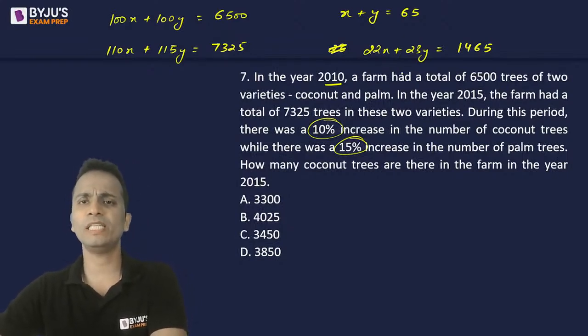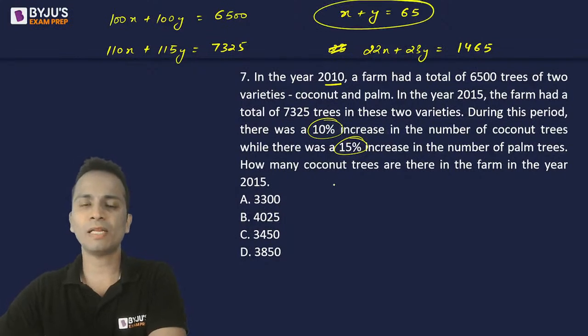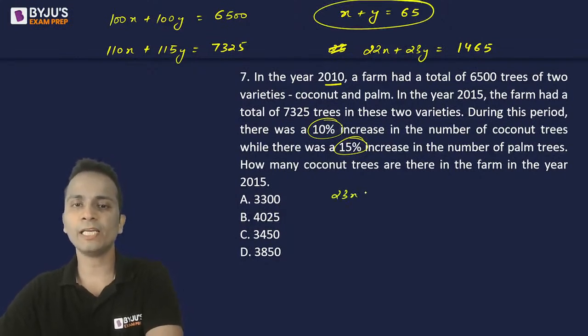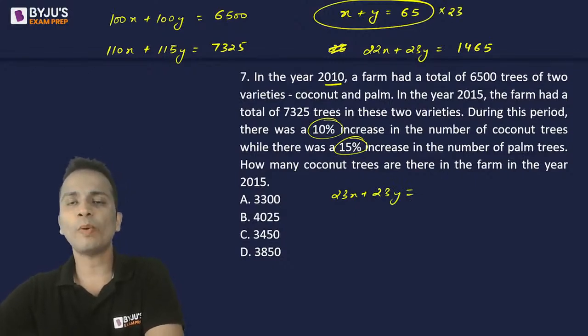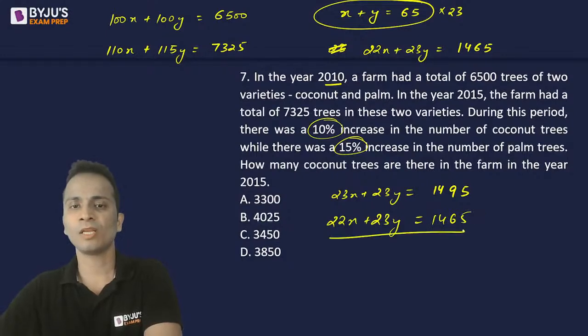Okay, so if you are clear with these equations, how many coconut trees? So I have to find out the value of coconut trees. So I'll eliminate y. Okay, so I'll multiply the first equation by 23. So 23x plus 23y is equal to 65 into 23, which is 1495, and 22x plus 23y, this is the second equation, is 1465. So if I subtract, I'll get the value of x as 30.